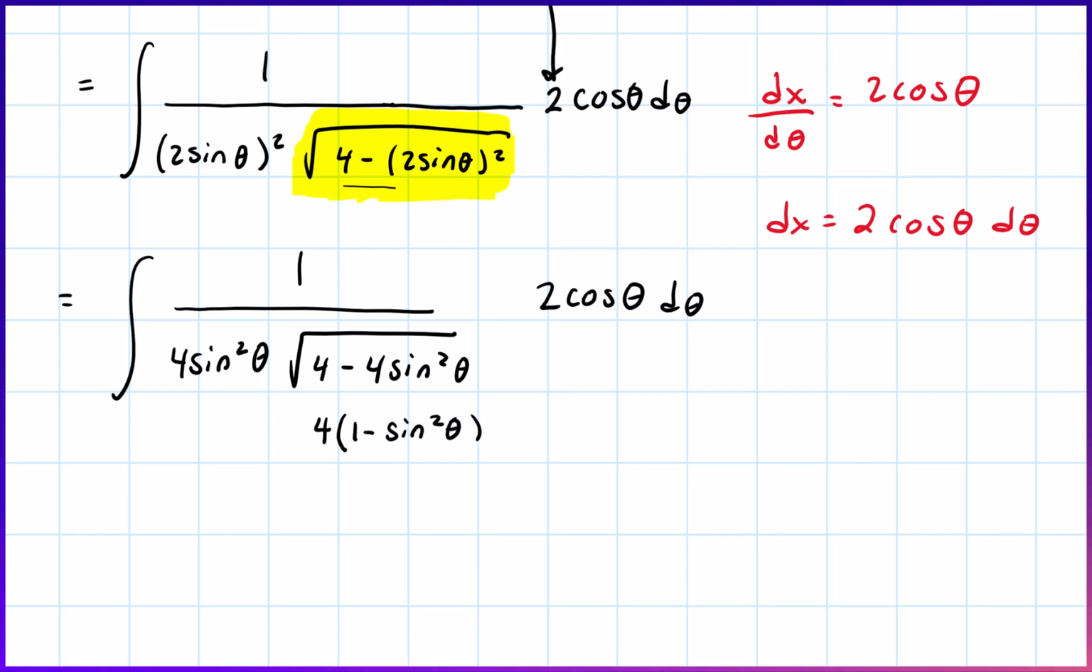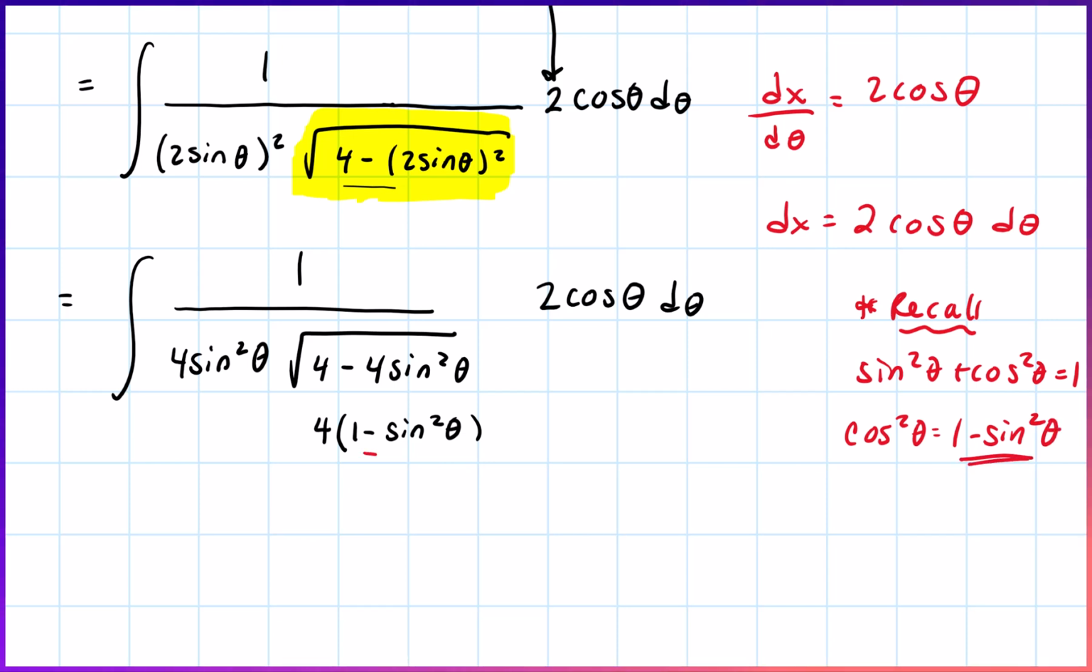But remember, quick little recall over here, sine squared of theta plus cosine squared of theta equals 1. And so cosine squared of theta equals 1 minus the sine squared of theta. And if that's the case, this right here is just the cosine squared of theta.